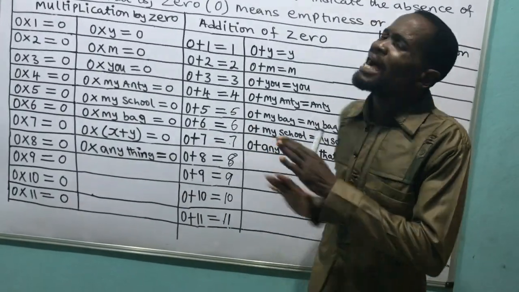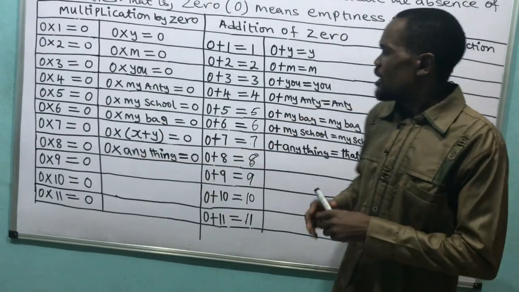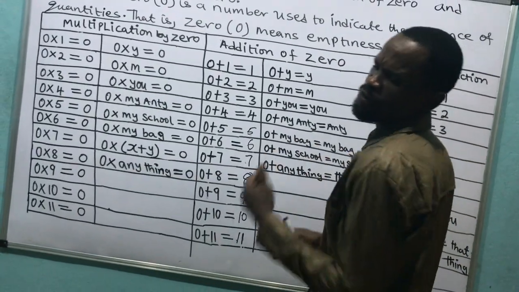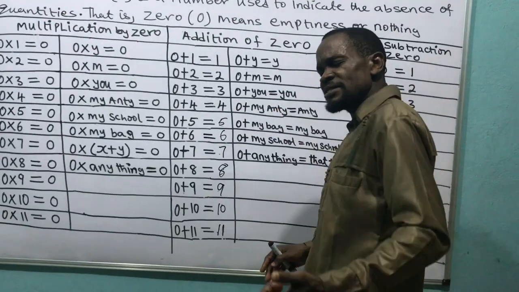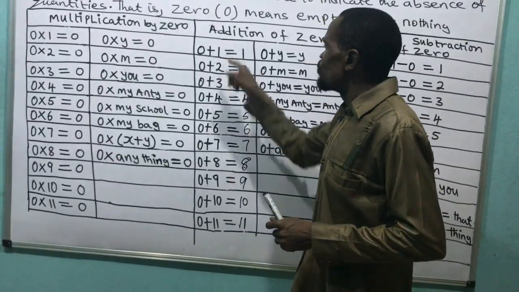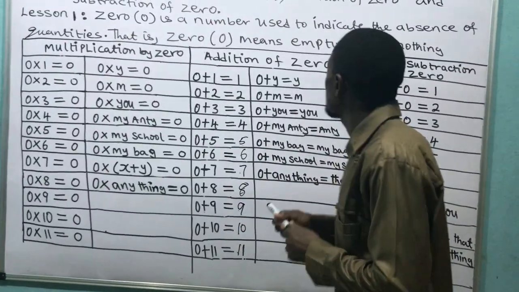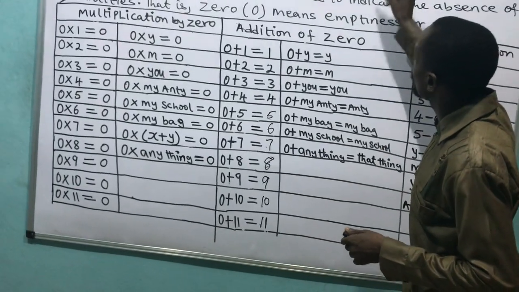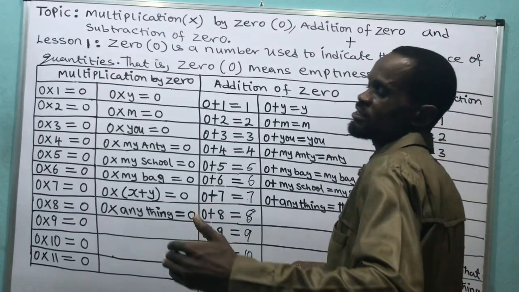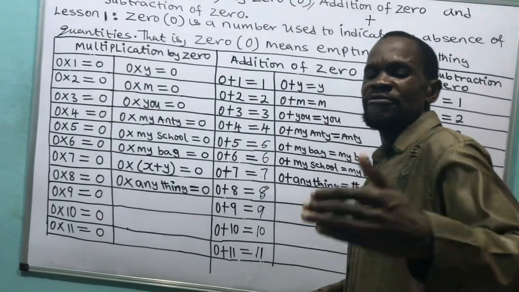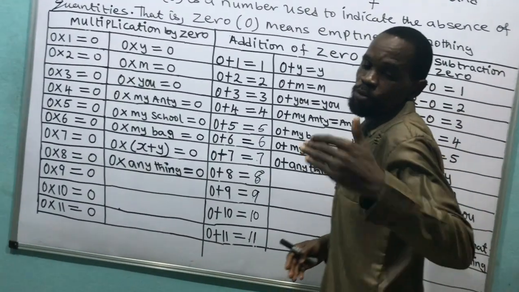This plus, what does it mean? Add. Making a friend. Any person zero makes a friend with, the answer is that person. So zero, plus means making a friend. What did I say about plus? If I write this plus, it means making a friend. If I said you are my friend, it means that you plus me.